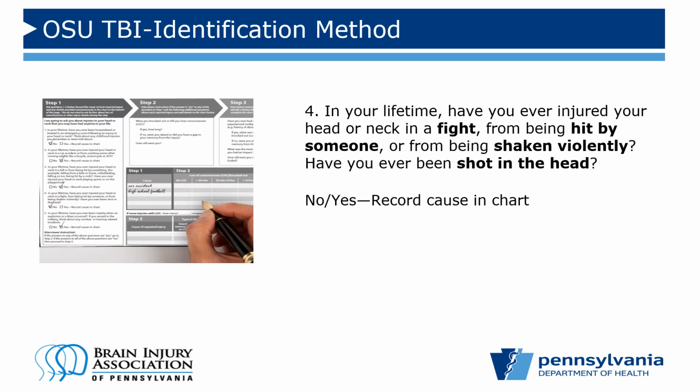Question 4 asks about fights and violent events. So in your lifetime, have you ever injured your head or your neck in a fight, from being hit by someone, or from being shaken violently? You also ask if they have ever been shot in the head. And again, you record yes or no to the question and then record the cause in the chart.